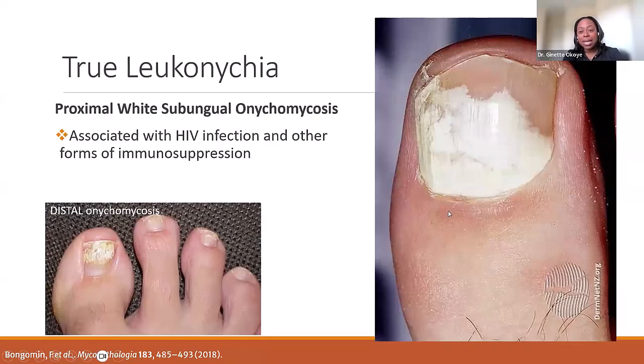But if it starts back here and it's proximal, that's associated with immunosuppression. You can literally diagnose somebody with HIV by looking at their nail. If you see a nail like this, do an HIV test unless you have another reason to believe that you know why this patient is immunosuppressed. This is a big one. This is one not to miss. And we've certainly diagnosed people with HIV just based on this.